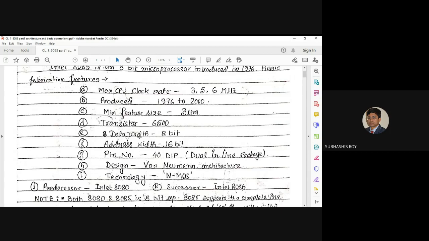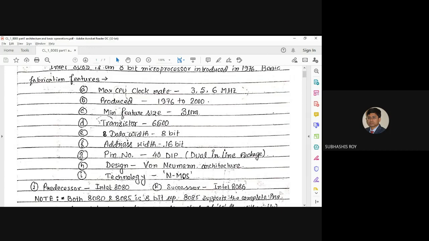So the data bus width is 8 bit for the 8085 microprocessor. That means the 8085 microprocessor can work with data of length 8 bit only. It cannot work beyond that. And its address bus size is 16 bit. That means it can be used to locate any location between 0 and 2 to the power 16 minus 1. That is the count of memory locations.